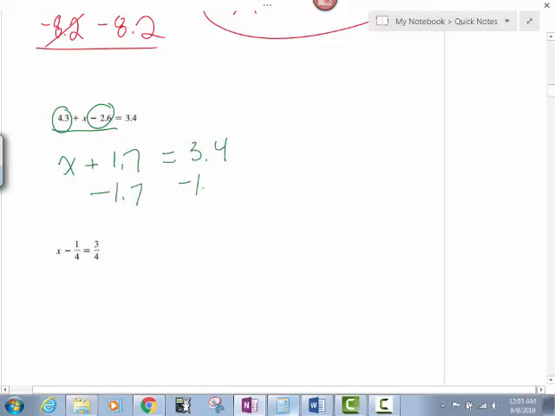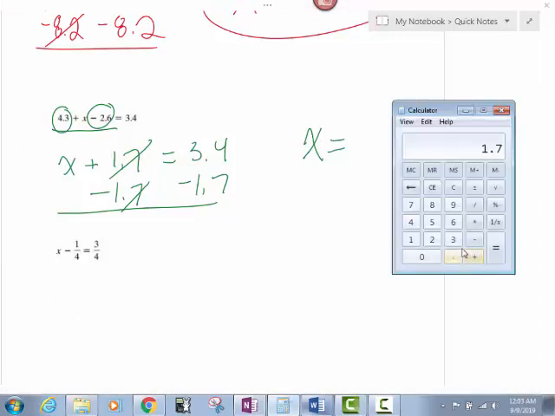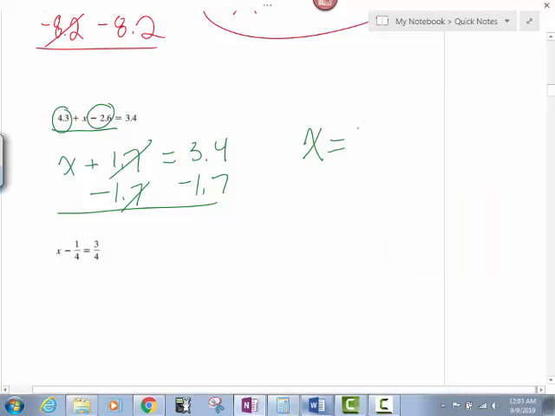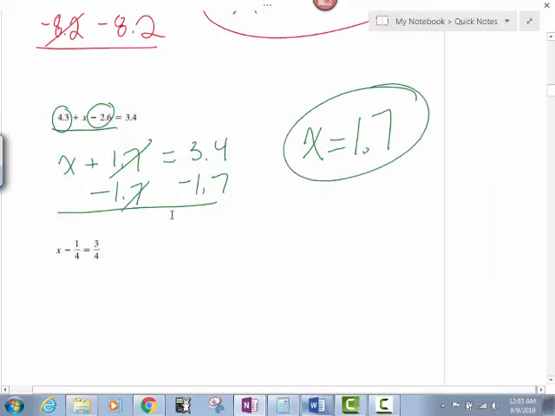Let's go ahead and subtract 1.7 on both sides. Okay. So now if I grab my calculator again, and we say, what's 3.4? Oops. 3.4 minus 1.7 equals, and we still get 1.7, okay? Very good.